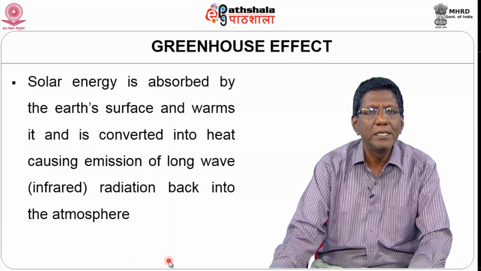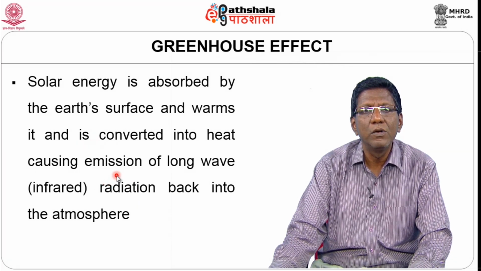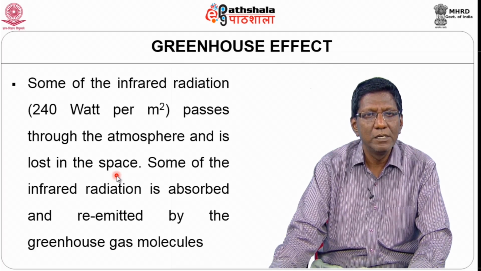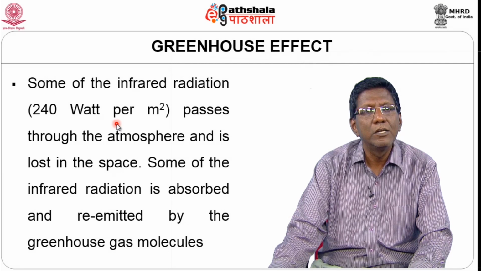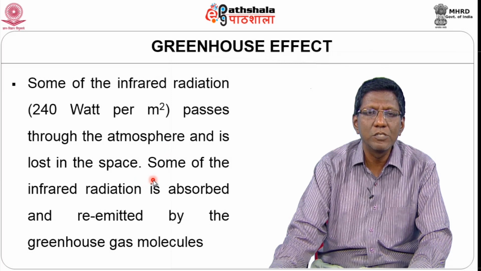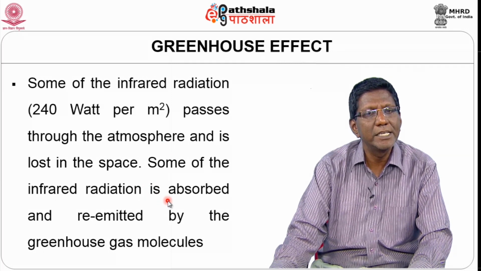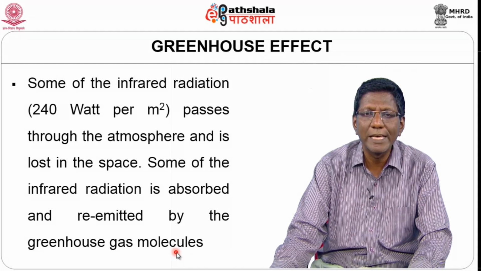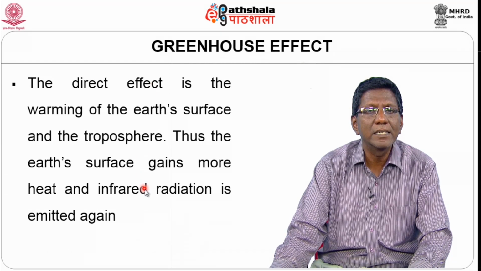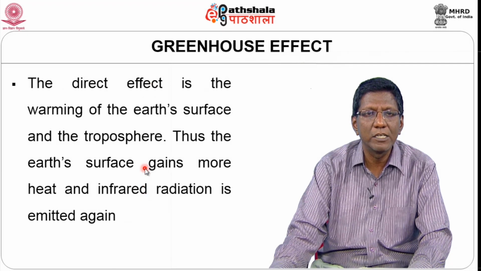Solar energy is absorbed by the Earth's surface and warms it and is converted into heat, causing emission of long wave infrared radiation back into the atmosphere. Some of the infrared radiation, 240 watts per meter square, passes through the atmosphere and is lost into space. Some of the infrared radiation is absorbed and re-emitted by the greenhouse gas molecules back towards the earth, and it warms it. This directly warms the earth's surface and the troposphere.